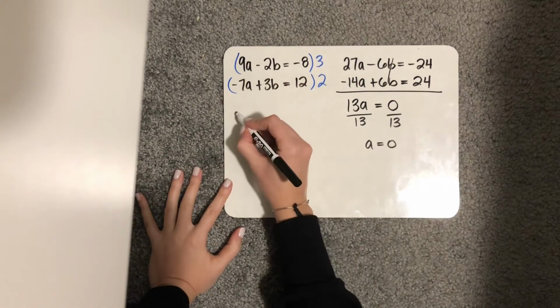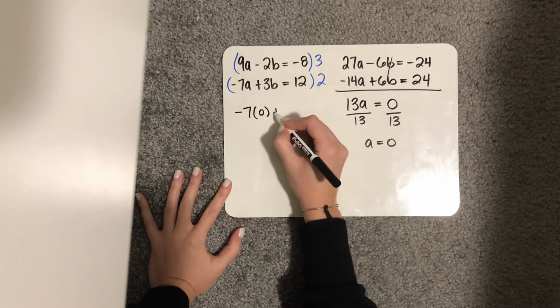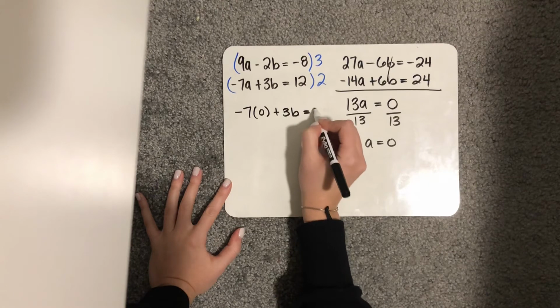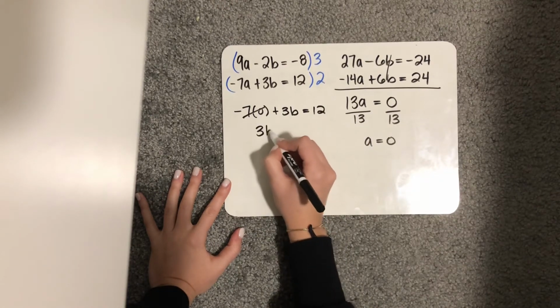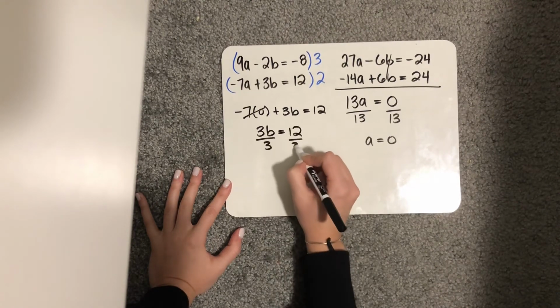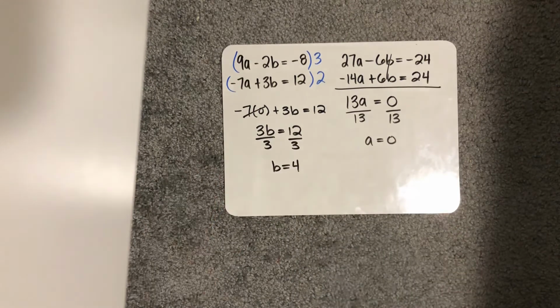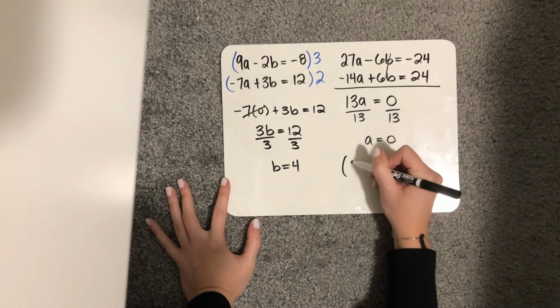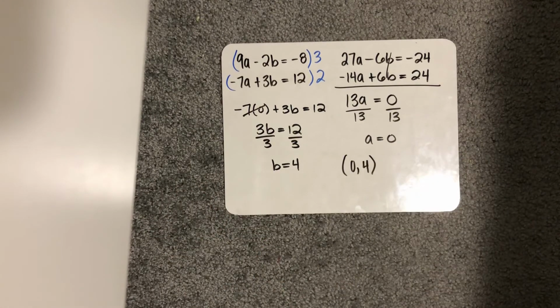I'm going to plug it into the bottom, so I'm going to have negative 7 times 0 plus 3b equals 12. This obviously cancels because it becomes 0, so I'm going to have 3b equals 12. To get the b by itself, I have to divide by 3 on both sides, and I'm going to be left with b is 4. Again, keeping in mind the order of the alphabet, so a comes before b. So when I go to write this as an ordered pair, I'm going to have (0, 4) as my final answer. One solution.